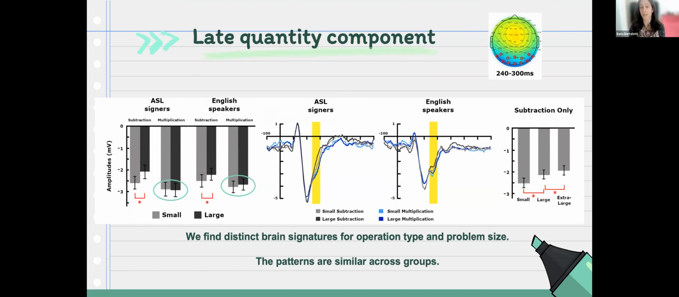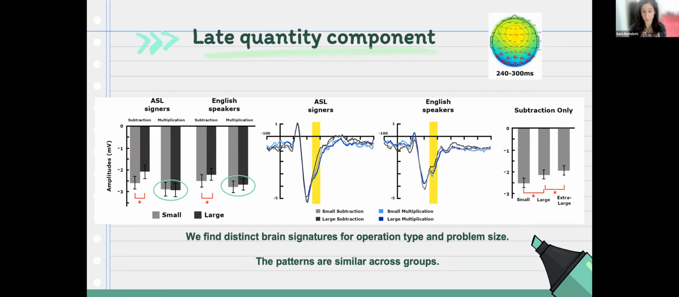We also found a later bilateral posterior component over the occipital and parietal channels. And here on the left-hand side, I have split the averages for ASL and English speakers, but there is, again, no group difference. This is only to see that the patterns are similar across the two groups. We see that subtraction problems show a problem size effect, with larger problems being less negative, and multiplication problems showing no modulation and being more negative overall. The yellow highlights indicate the time window average in this analysis.